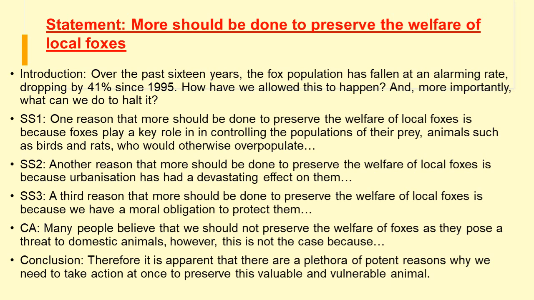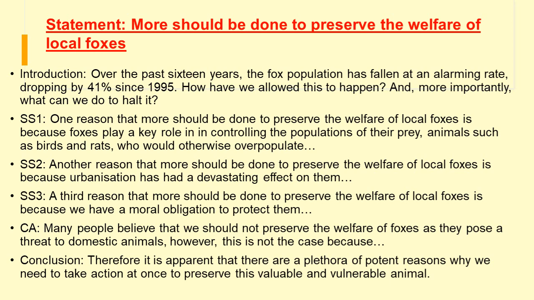So let's look at the first signpost sentence I've used. One reason that more should be done to preserve the welfare of local foxes, so that's the bit that links to the question, is because foxes play a key role in controlling the populations of their prey.